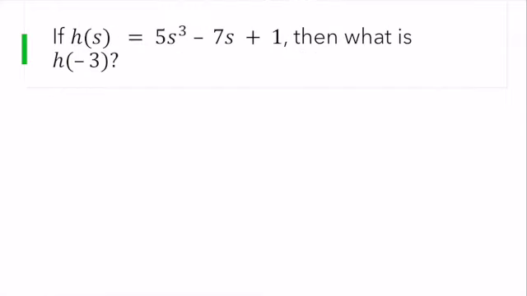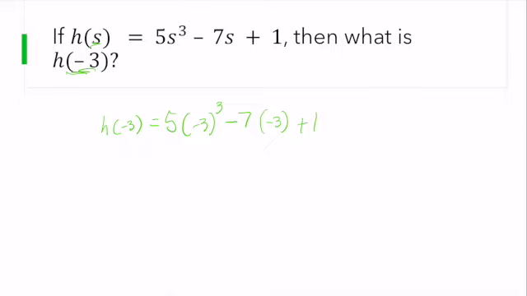If h of s is 5s cubed minus 7s plus 1, then what is h of negative 3? All it's wanting us to do here is substitute in negative 3 for s and find the value. So if I take h of negative 3, that's 5 times negative 3 cubed minus 7 times negative 3 plus 1.